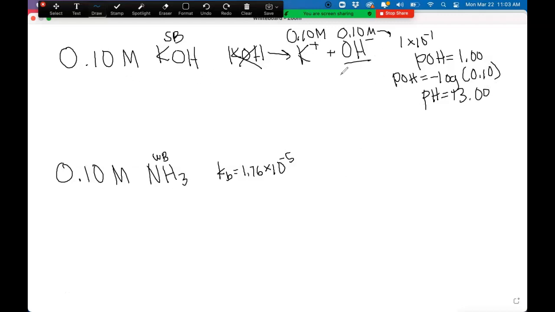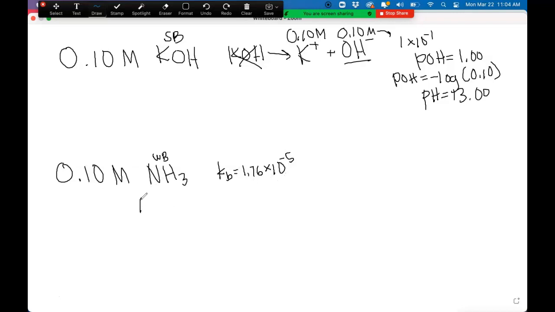So the strong base is easy. You just use the hydroxide, find pOH, and then you can find pH. How do I go from pOH to pH? Remember, pOH plus pH is 14. Okay.